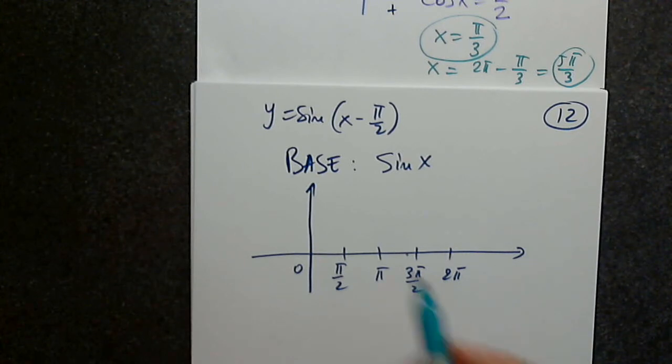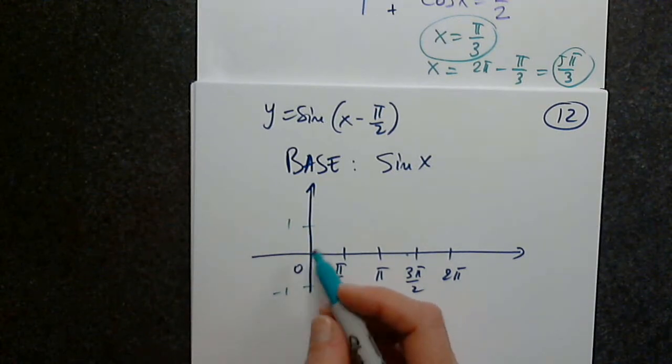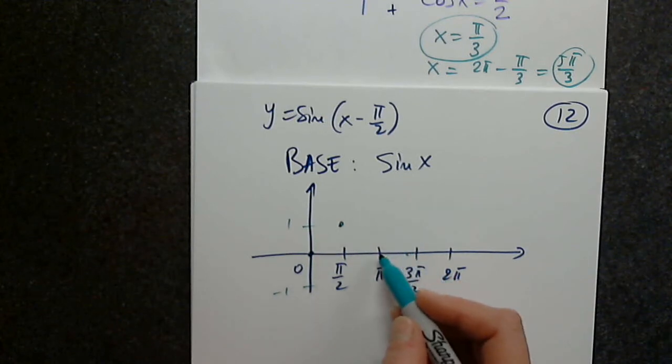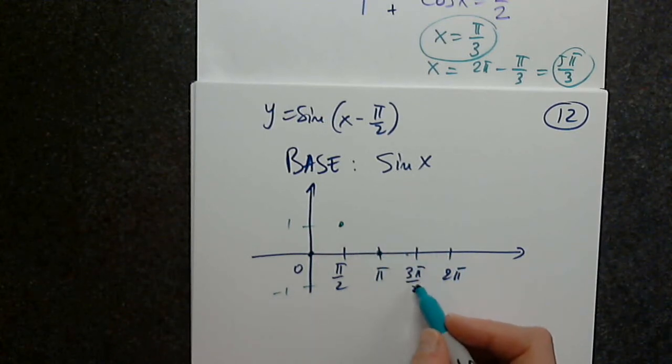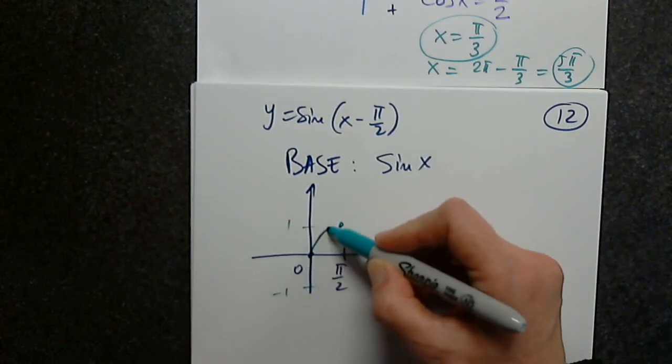What is the value of sine at 0? 0. Perfect. At pi over 2? 1. At pi? 0. At 3 pi over 2? And at 2 pi? 0. Perfect. So here's the graph of sine.